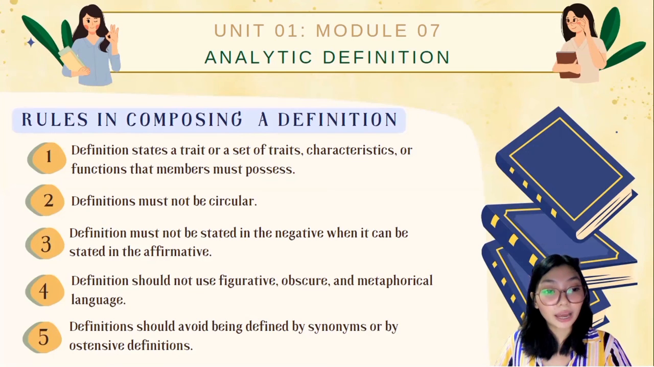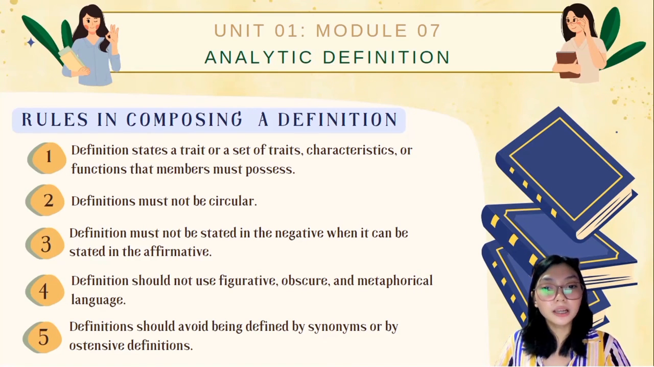So here are five rules in composing a definition. Number 1, a sound definition should state a trait, characteristic, or set of traits per se, or function that members must possess. Remember, it should not be too broad to include non-members or too narrow to exclude genuine members. And secondly, definitions must not be circular. We should avoid using synonyms such as belief is having faith, and faith is having belief.